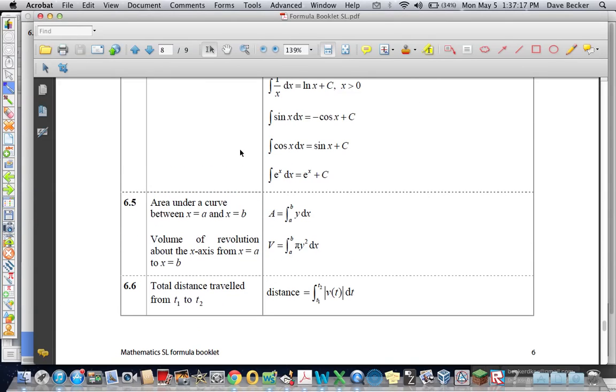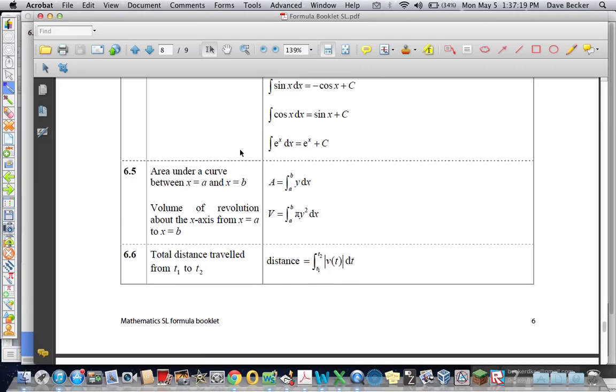Oh, we don't have it here. That's the old formula sheet. Sorry.